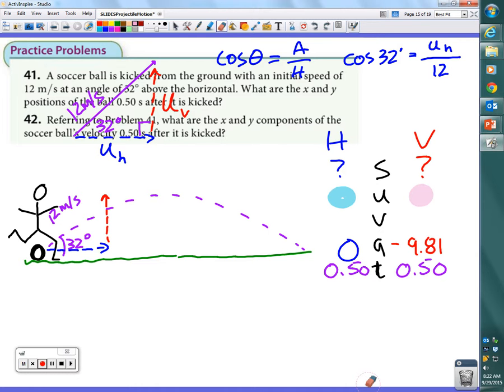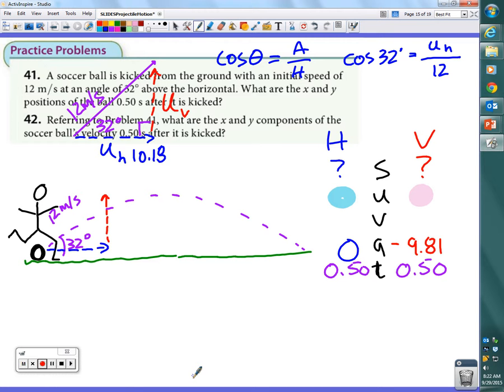And we should get something less than 12, right? Because what do we know about the hypotenuse of the right triangle? It's always the biggest side, right? So we've got to get something less than 12. What did we get? Anybody actually run it for you? 10.18? Okay. All right, so this will be 10.18.